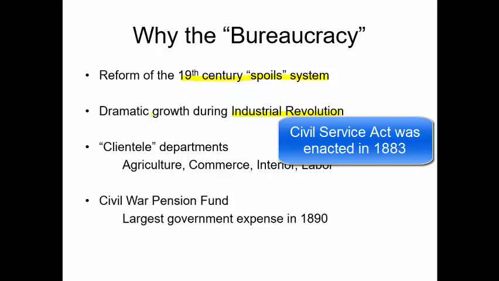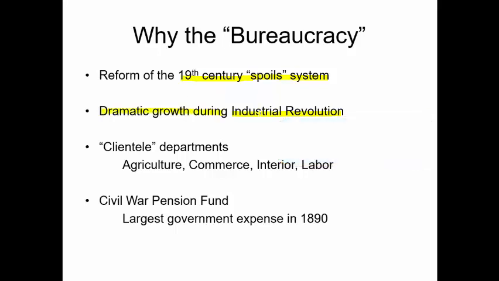And so the country was growing dramatically during the Industrial Revolution, and the government departments that were supporting the economy were growing as well. Because as the economy grows, government also grows in order to support that sector of the economy. So during this period, we had several clientelist type departments, agriculture, interior, labor, that were coming into being at that time.